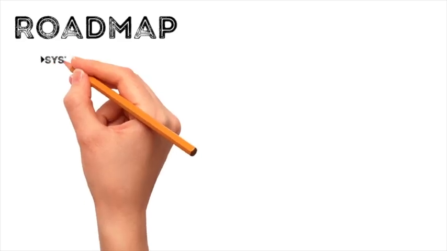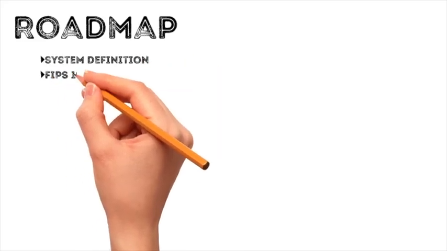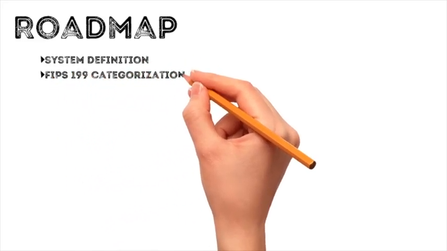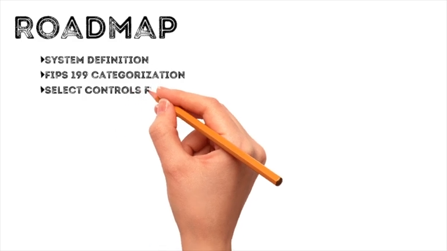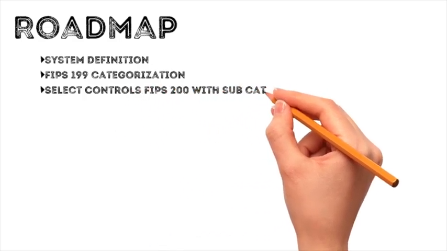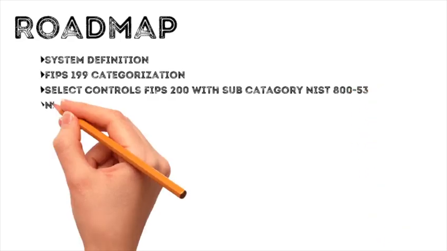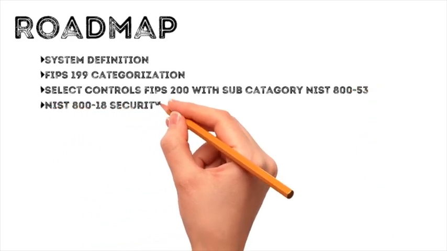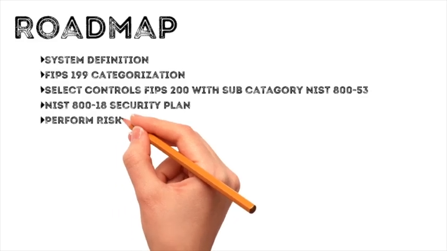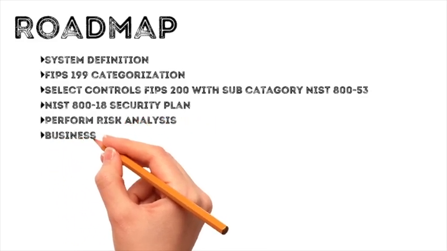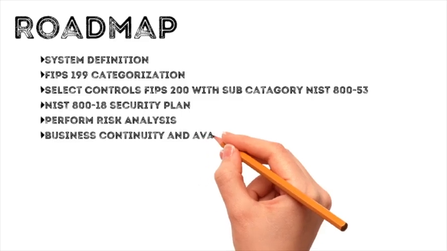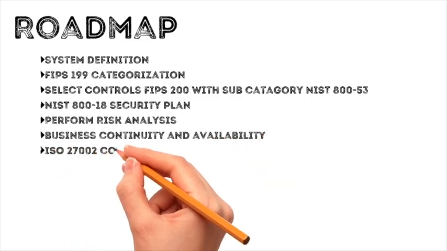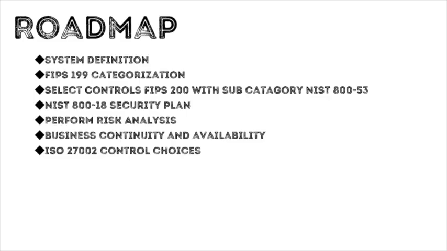Roadmap. Now we will plan security design and risk assessment for a sample banking information system. We will cover system definition and categorization with FIPS 199. Select controls as per FIPS 200 with its subcategory NIST 800-53 controls, security plan as per NIST 800-18, perform risk analysis, business continuity and availability, and the ISO 27002 control choices.